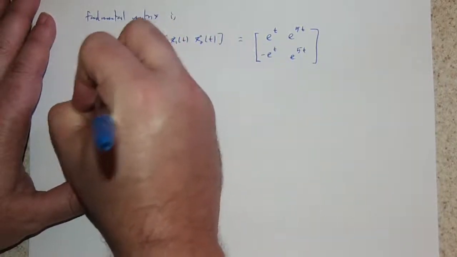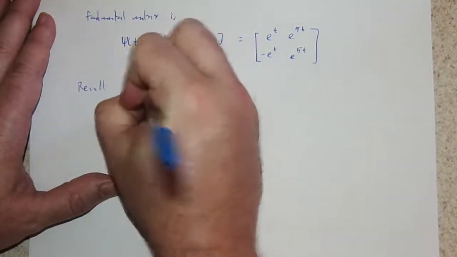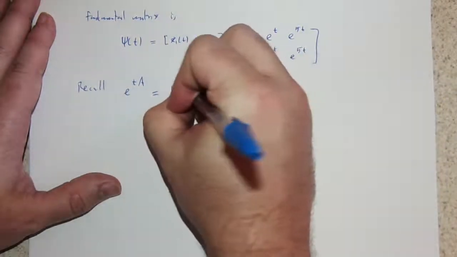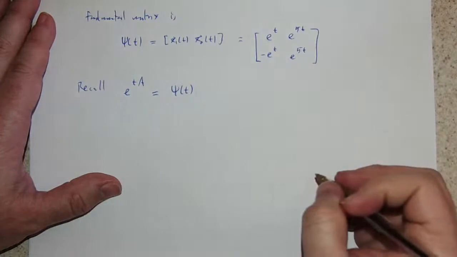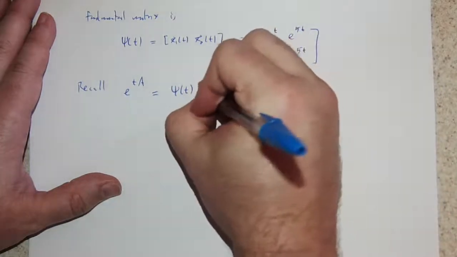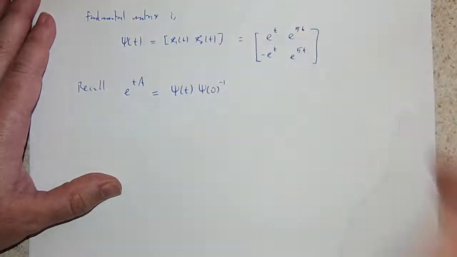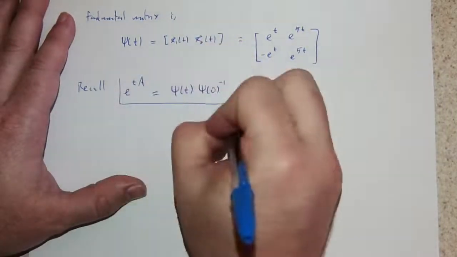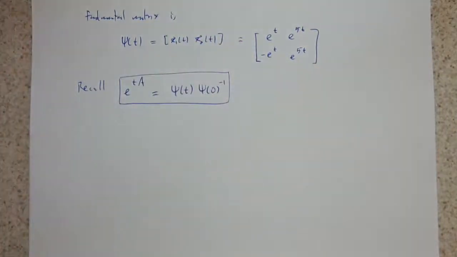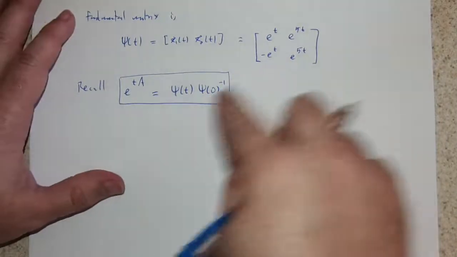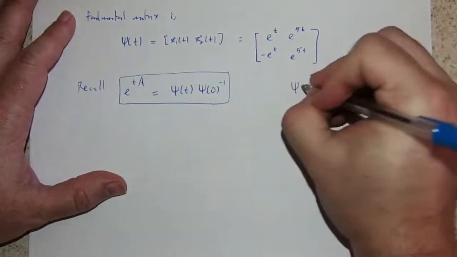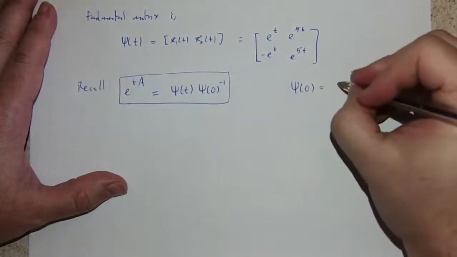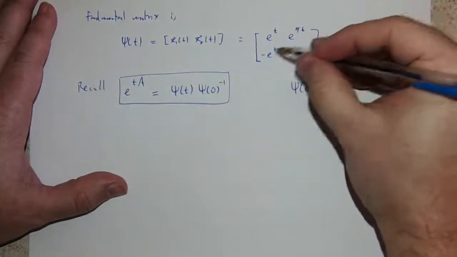So that's the fundamental matrix. Recall that the matrix exponential, e to the tA, is found by taking the fundamental matrix for A and multiplying it by its inverse at 0. Thus, I need to find this. Well, what is Psi of 0? Psi of 0 is [1, 1; -1, 1].